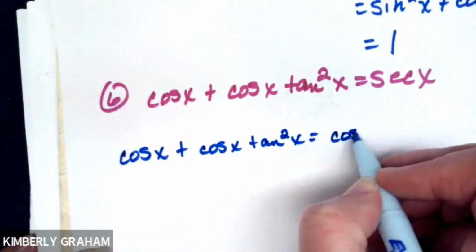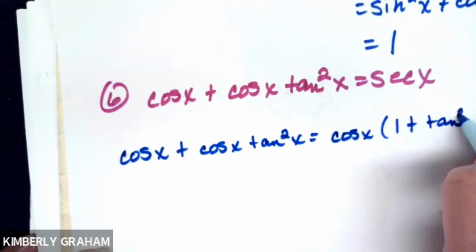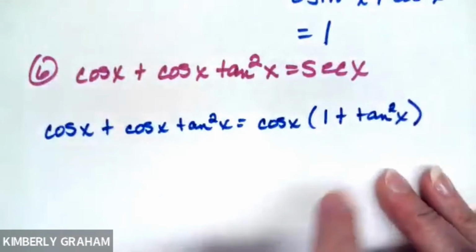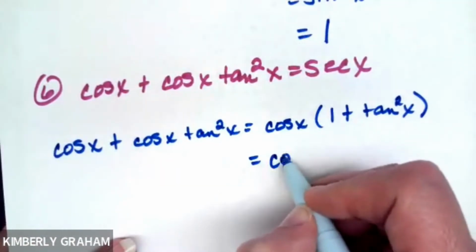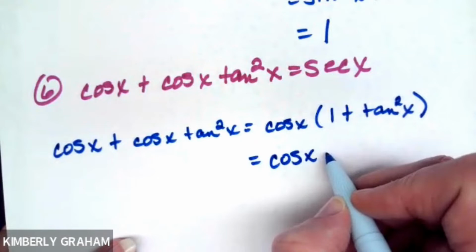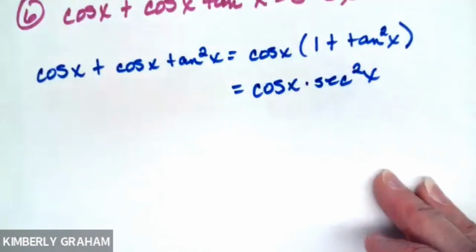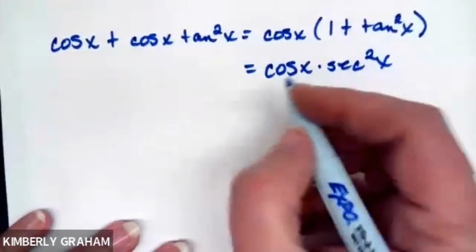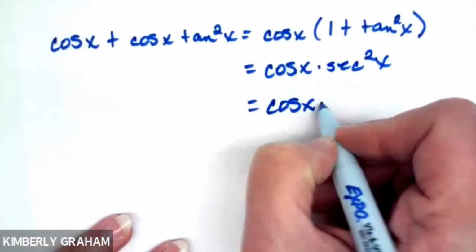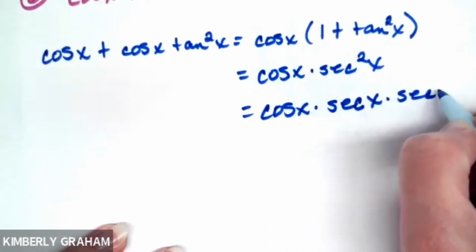Factor out a cosine. So I have 1 plus tangent squared x. Now I can use the Pythagorean identity because I know 1 plus tan squared is secant squared. So this is going to be cosine x times secant squared x. And I can simplify that because I know that secant is 1 over cosine. So I'm going to write this secant squared as secant times secant.